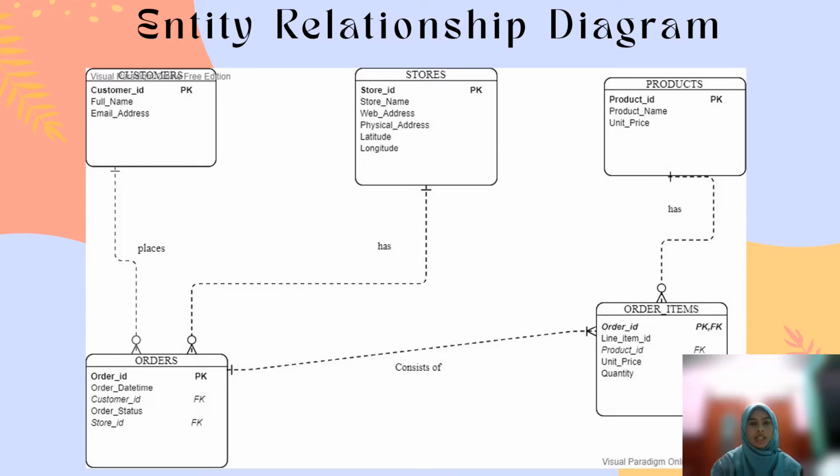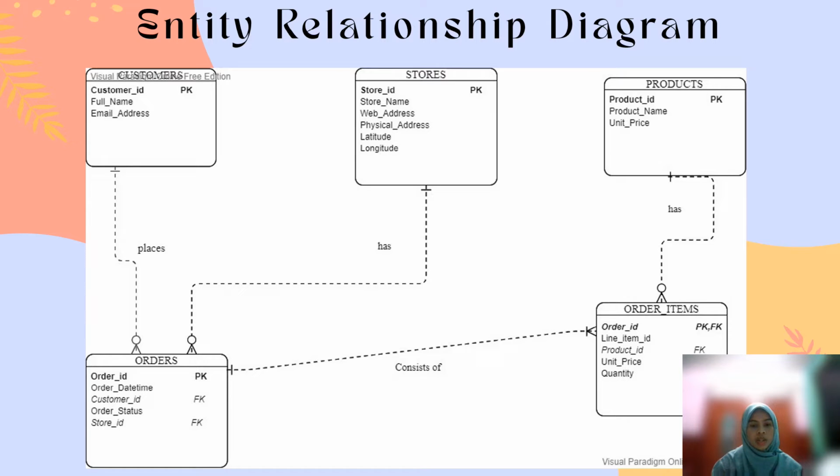For the entity relationship diagram, a customer can place 0 or many orders. An order can be placed by only one customer. An order has only one store. A store has 0 or many orders.